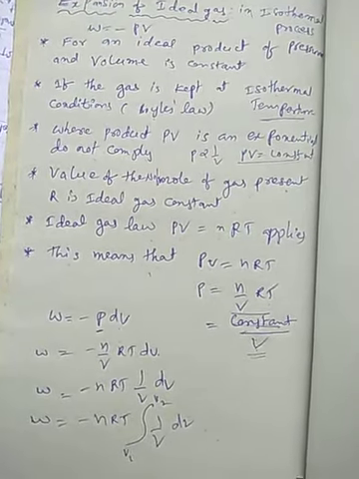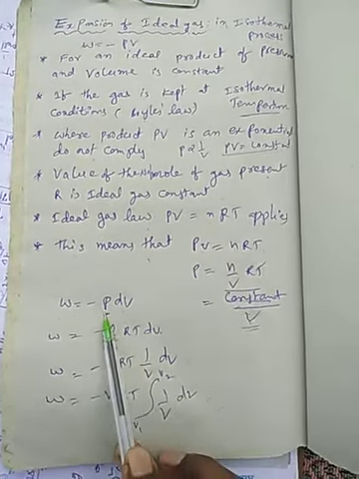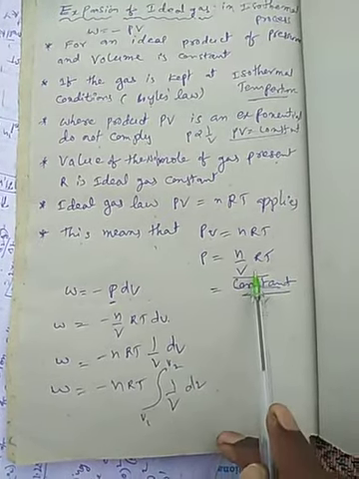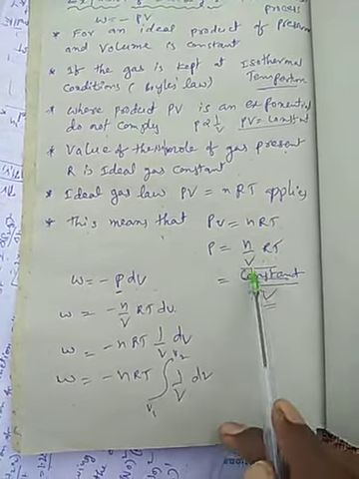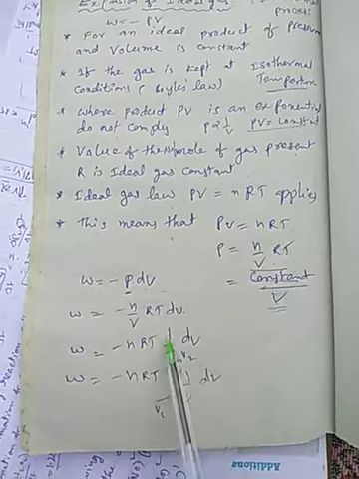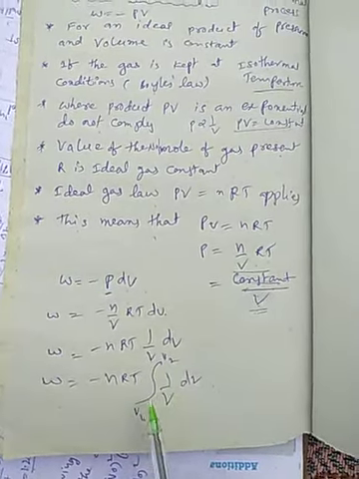From this equation, I am going to repeat one more time. W is equal to the integral of P dV, from the work we know. Now P we can take as n by V into RT. These are constants, and we have written 1 by V. Now in this equation we are applying the integration.